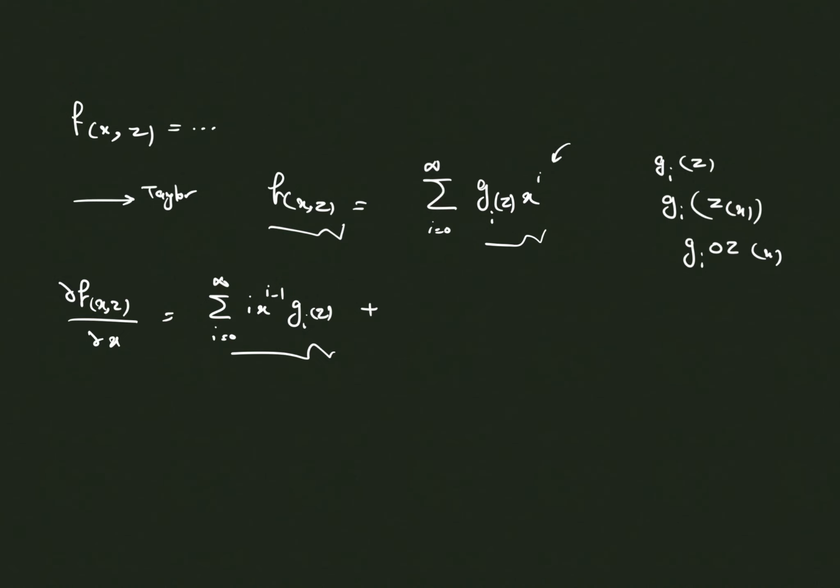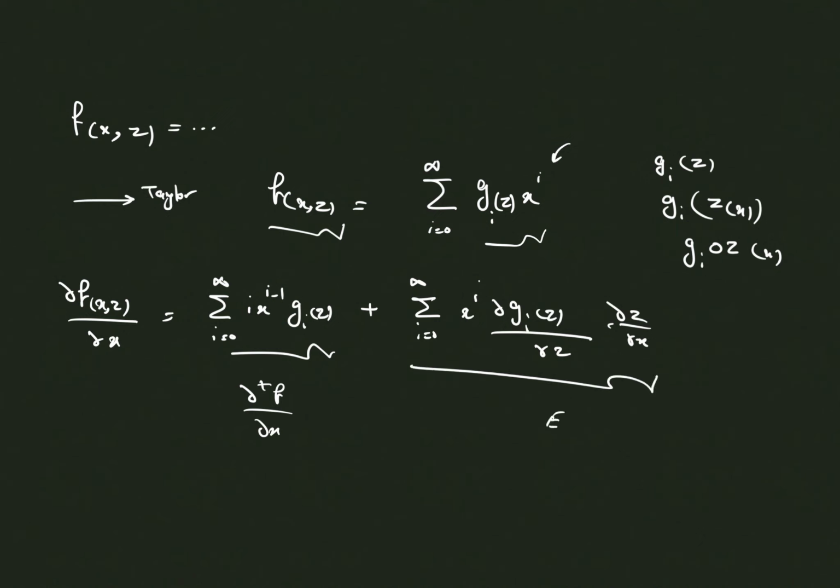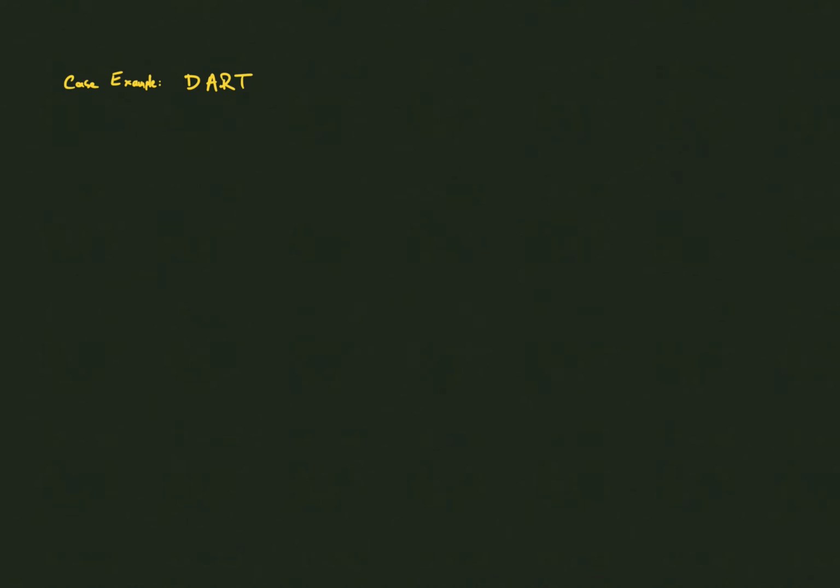If you take a look at this, what this means is essentially the implicit gradient. And then the next component would be the sum over i from 0 to infinity. You would have x to the i, you would have the partial derivative of this with respect to z, basically the chain rule. And this would basically be the explicit gradient.